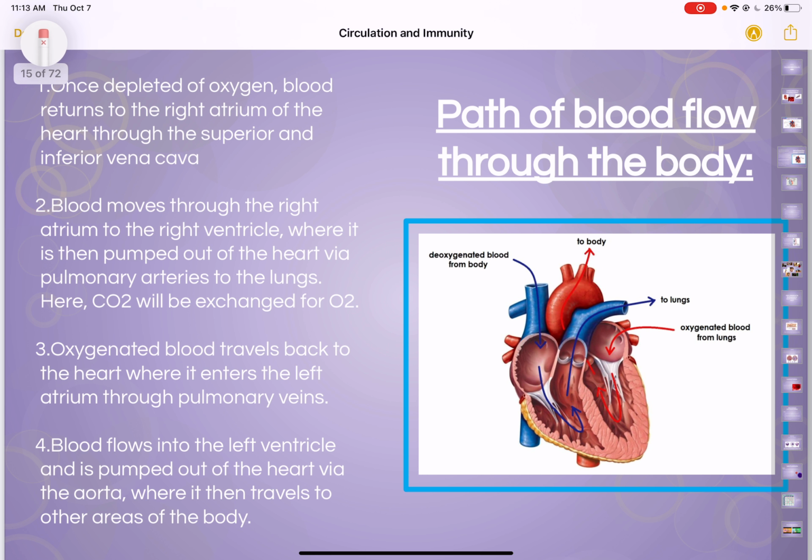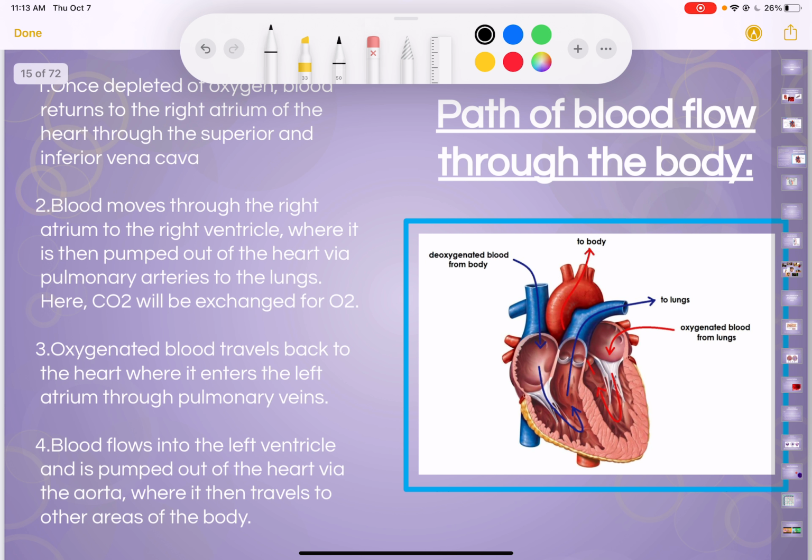So it says, once depleted of oxygen, blood returns to the right atrium of the heart through the superior and inferior vena cava. So that is right here. It's coming into the heart and then up there, into that spot where I put that X. The blood moves through the right atrium to the right ventricle, where it's then pumped out of the heart via the pulmonary arteries. So it follows this pathway up and out of the pulmonary.